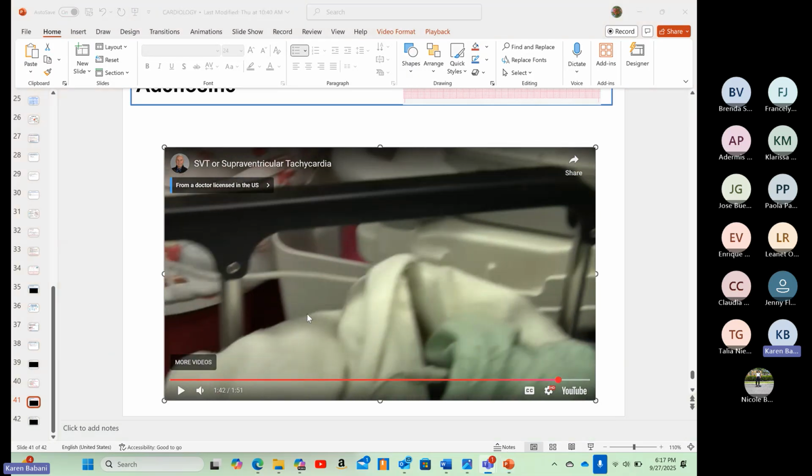So I don't know if you guys were able to see the crash cart. The crash cart should be in the room as well. Everyone should be ready in case this doesn't work, so you can start performing CPR on the patient.